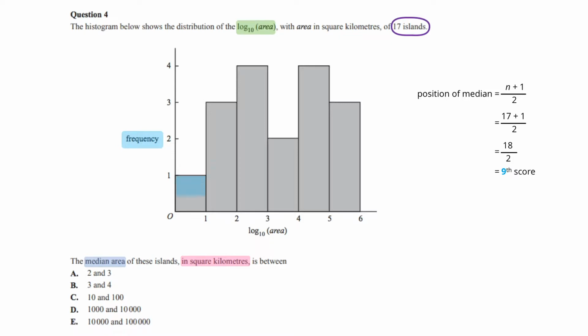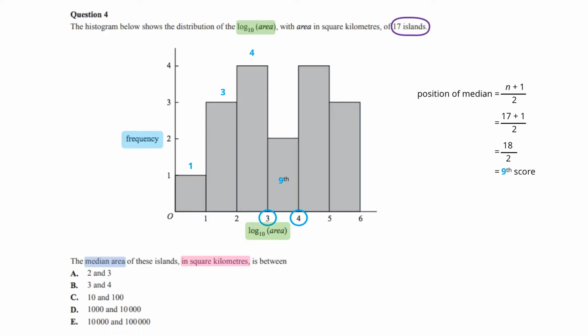From the histogram, we can see that the frequency of the first column is 1. The frequency of the second column is 3. And the frequency of the third column is 4. When we add up these frequencies, they add up to 8. So the 9th score is going to be between 3 and 4.